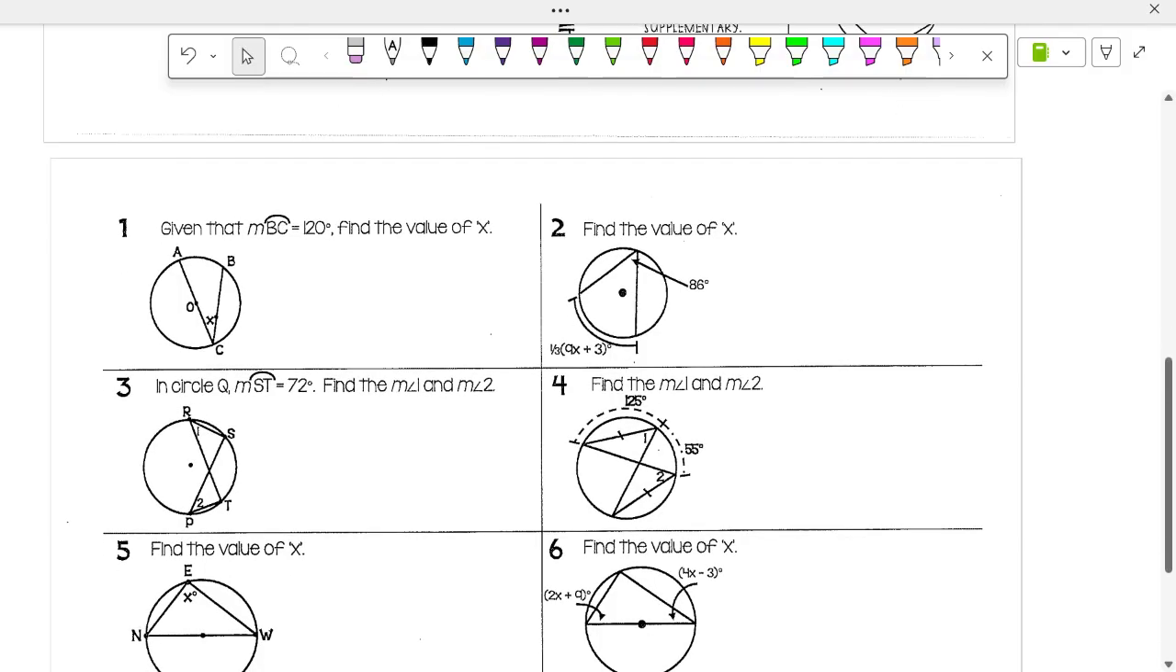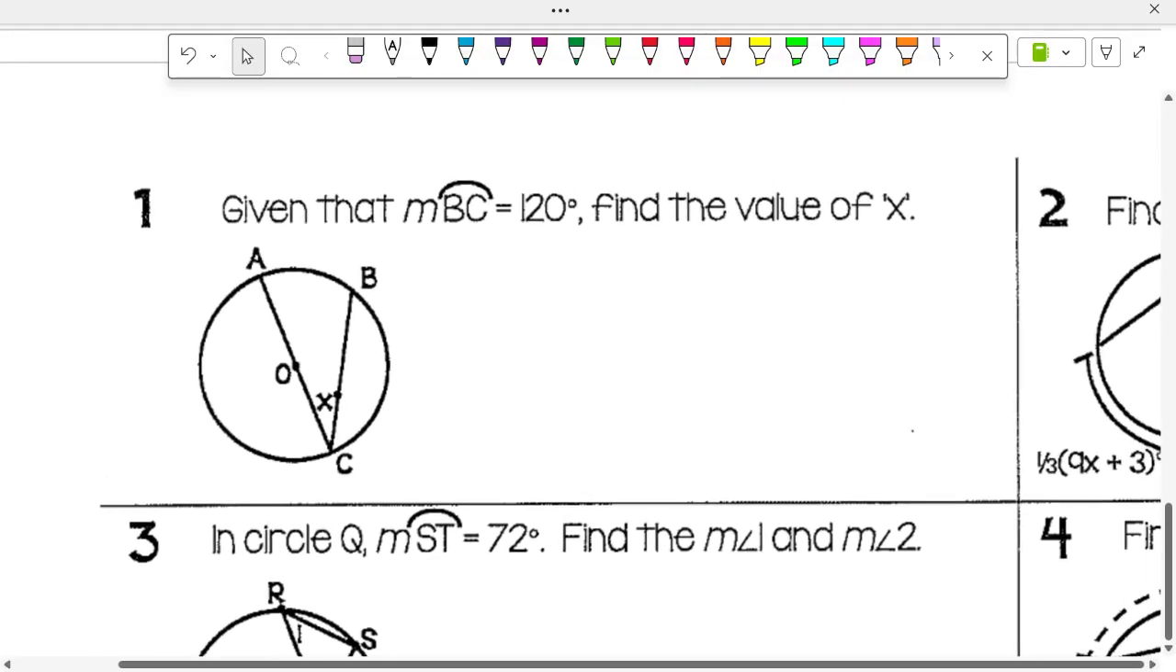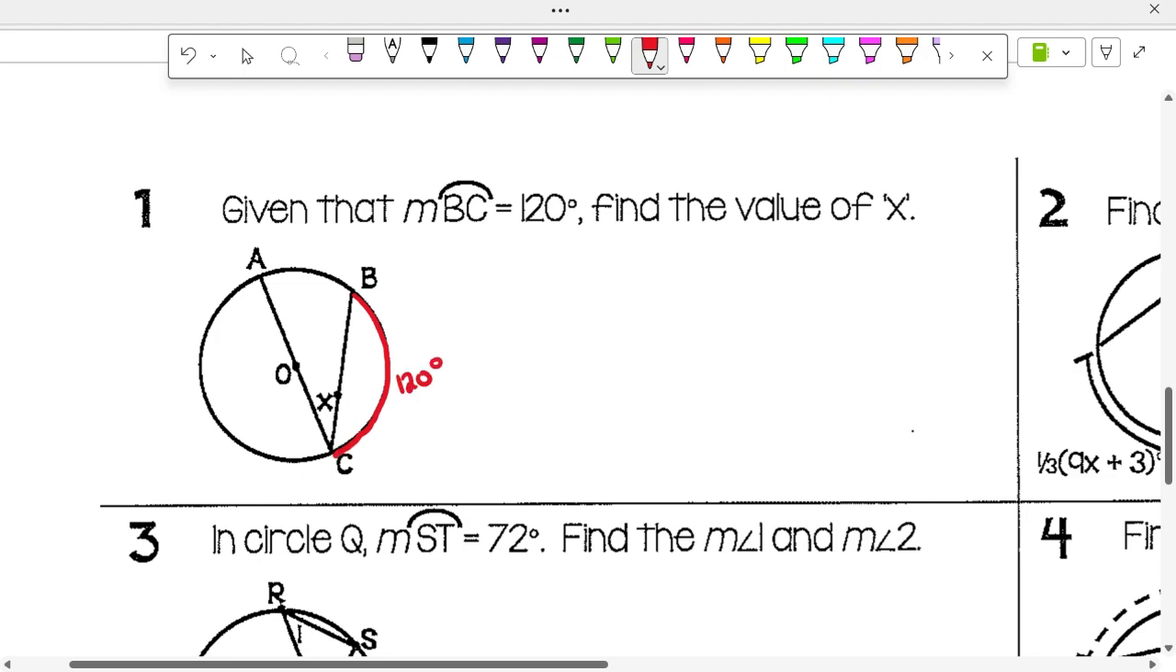All right, so let's look at example 1. So it says arc BC is 120. So this arc right here is 120 degrees. And it wants us to find the value of x. So x is this angle right here.